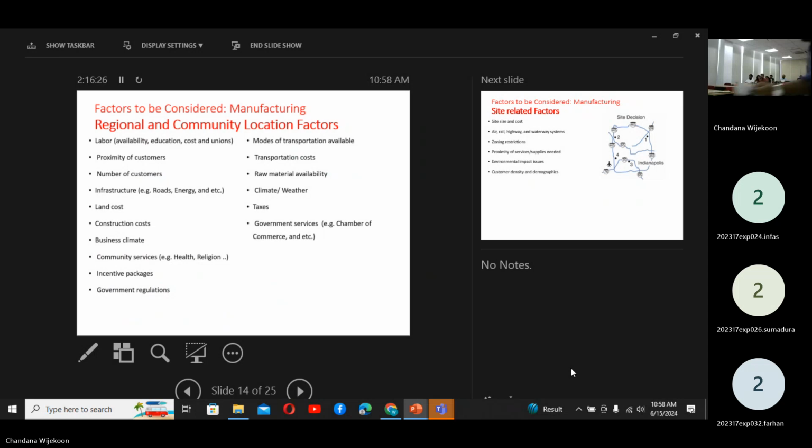Economic factors, more specifics. Specifics are like available, and then union, and market within proximity to customers. Another factor.